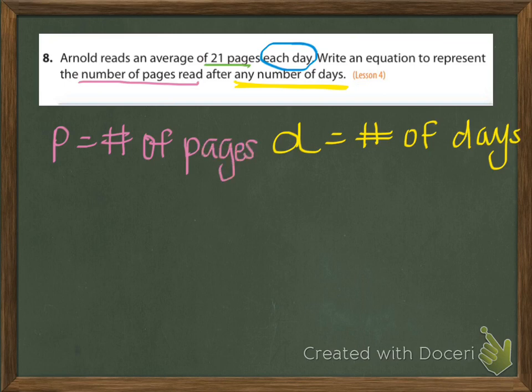So now we're going to have to decide which one of these is going to be the independent and which one is going to be the dependent. So like our X and Y value. So which one can we put any number in for?